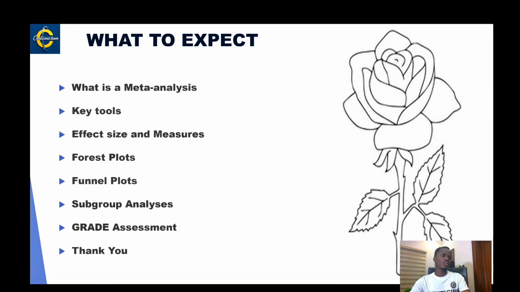All right, so we're gonna jump into making things straight, and I'm going to talk about what the meta-analysis is in simple terms, then talk about some of the tools that you can use to get started, and effect sizes and measures, forest plot, funnel plot, subgroup analysis, GRADE assessment, and that's it.